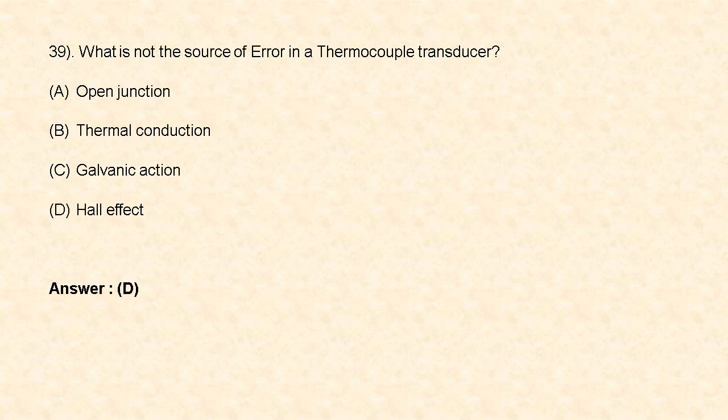Next question. What is not the source of error in a thermocouple transducer? Option A open junction, option B thermal conduction, option C galvanic action, option D Hall effect. Here Hall effect is not the source of error in a thermocouple transducer. So option D is correct.